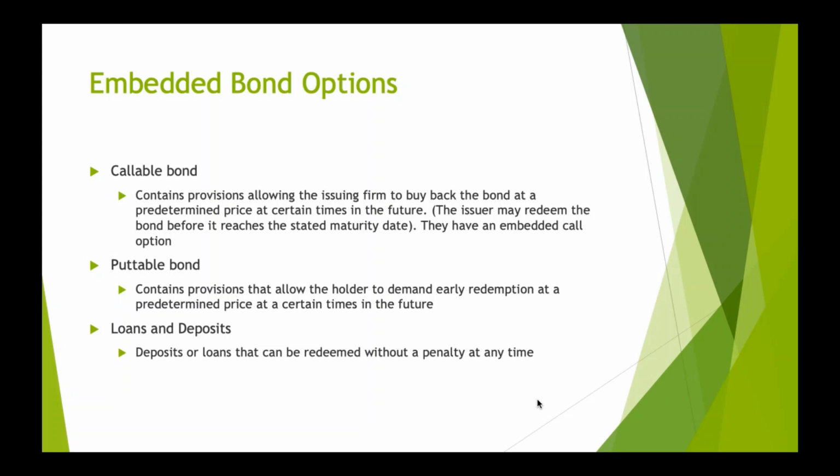Putable bonds are the second type of embedded bond options. This contains provisions that allow the holder to demand early redemption at a predetermined price at a certain time in the future. Finally, we have loans and deposits. This can be redeemed without a penalty at any time.